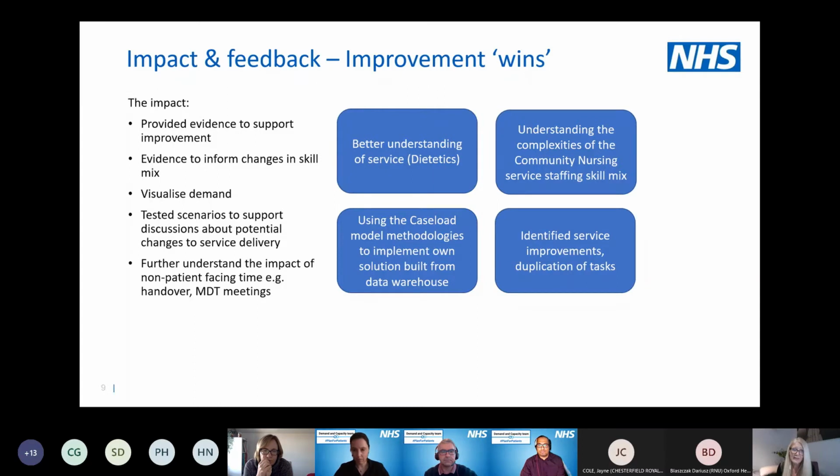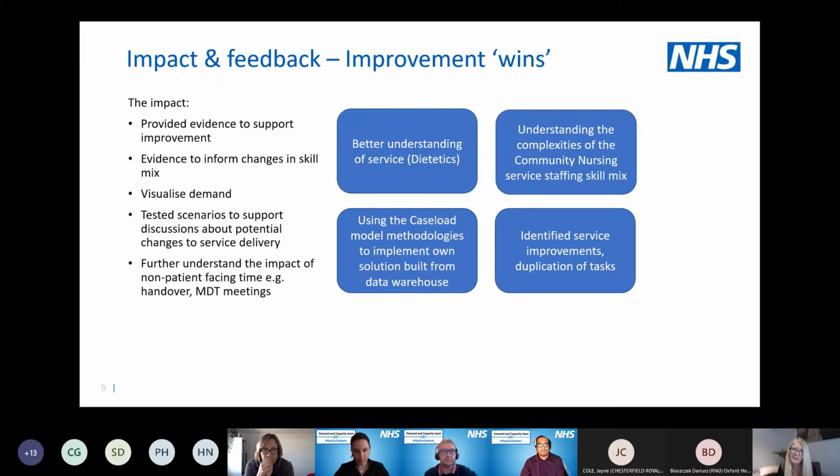Also, you can test scenarios on there about potential changes in service delivery, and all the models that the team produce allow you to put in data that's different. So you could actually say, well, what if things increased, or what if the skill mix changed? And you can actually see what impact that has as well.